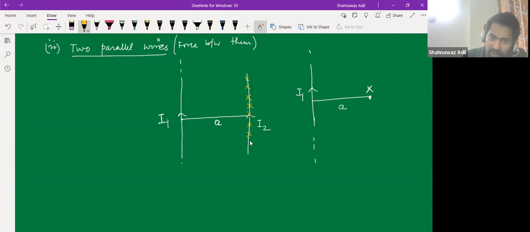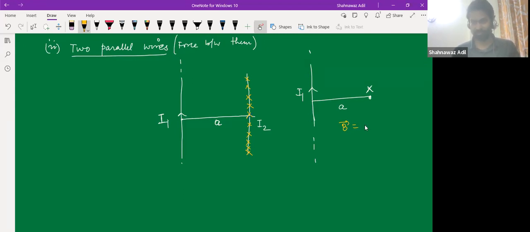Due to the I1 wire, how much is that? How much is that, guys? Can you recall what the magnetic field of this infinite wire is? I1 L cross B sin theta. So that is the force. I'm talking about the magnetic field due to this infinite wire.